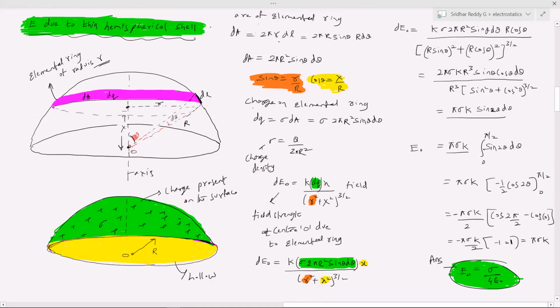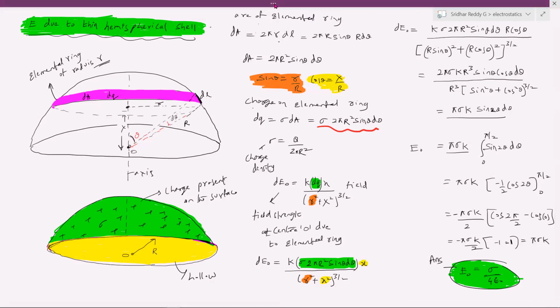What is the electric field strength on the axis of the ring? The formula is K dq x by under root of r square plus x square to the power of 3 by 2. Comparing that with the ring, what is x? x is the distance from the center of the ring to the point O on the axis. Small r is the radius of the ring, and capital R is the radius of the hemispherical shell. Let's substitute all. dq is equal to sigma 2 pi R square sine theta d theta.